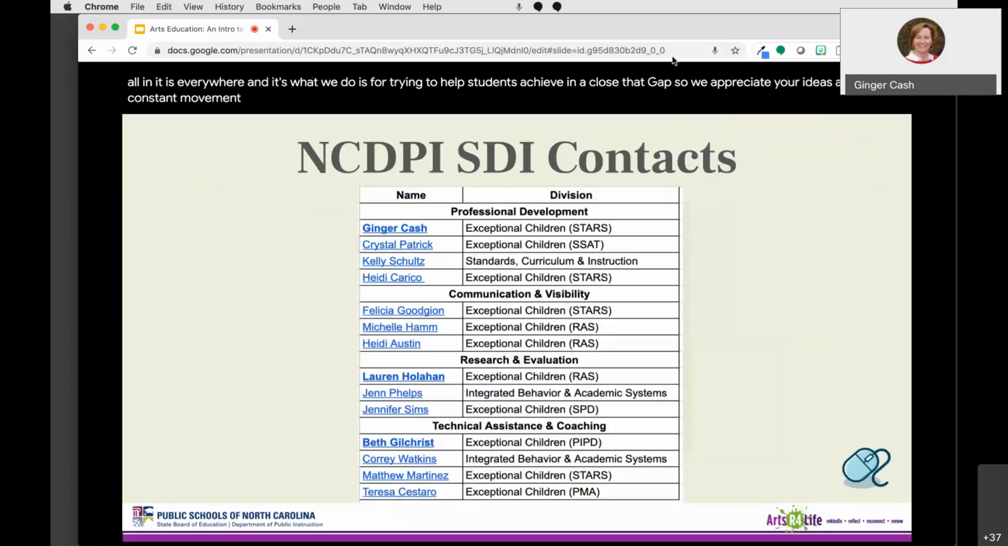Here is the whole SDI planning team. It's multiple people. You can see it's across different areas. If you want to reach out for further clarification, there are some folks to reach out to.